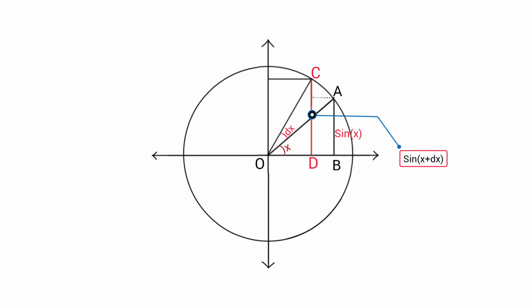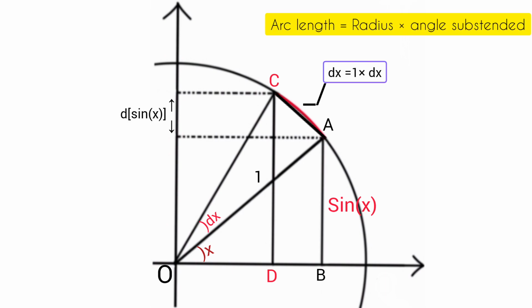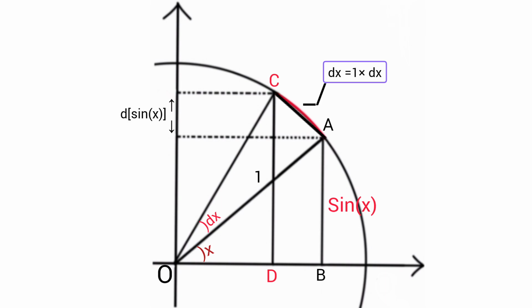To isolate the change, MC, we turn our attention to the arc length, which, for small angles, approximates to a straight line. This arc length, equal to dx, since arc length is equal to the radius times the angle subtended, is represented by the line CA. For a small change in the angle, the change in sine x is equivalent to the cosine component of the arc length given by the line MC.